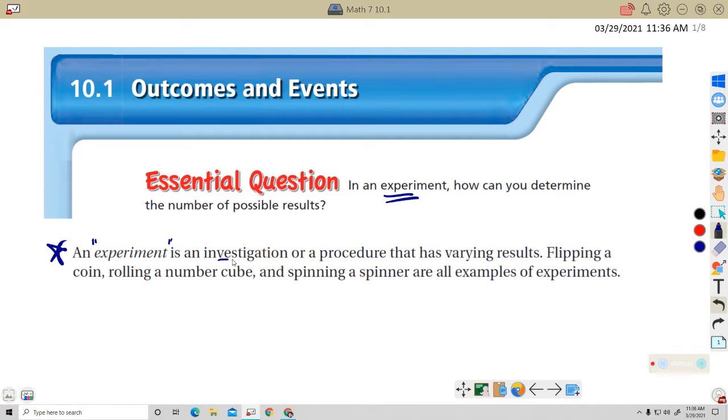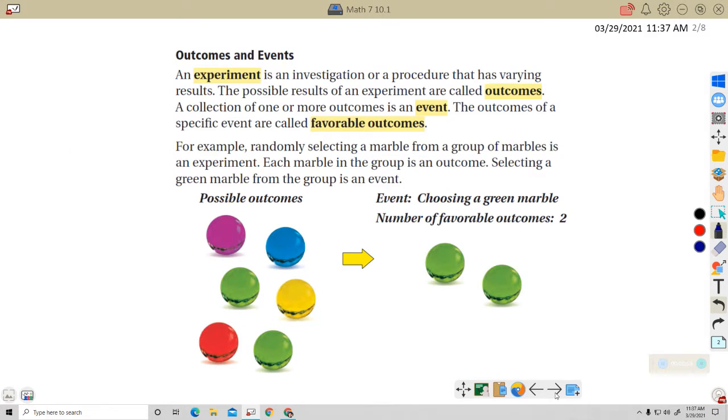An experiment is an investigation, kind of like science, or a procedure that has varying results. That's a little different than in science. In science, generally, they're going to be the same results. But in math, they're going to vary a little bit more. So examples might be flipping a coin, rolling a number cube, or spinning a spinner. And these are all examples of experiments. All right, let's just accept that. Let's take a look here.